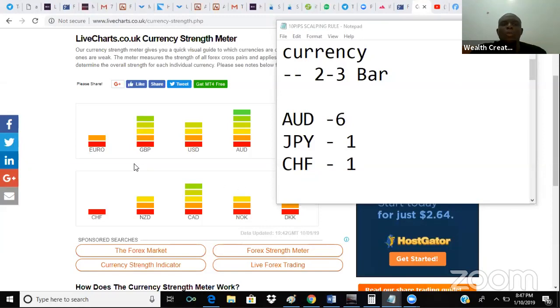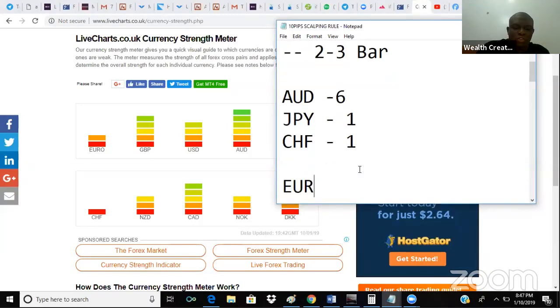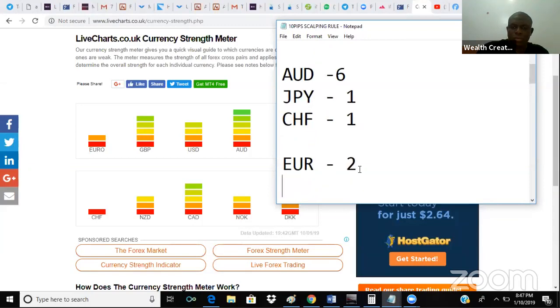In the group this evening, we gave out Euro AUD. What do you think will be happening? Euro has 2 bars. AUD has 6 bars. What do you think will be happening? Euro AUD will be selling.